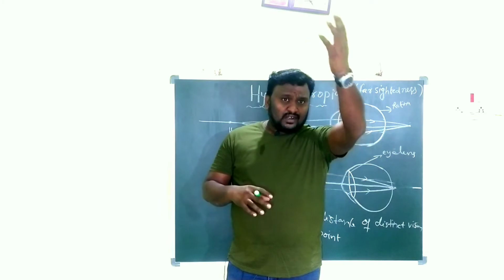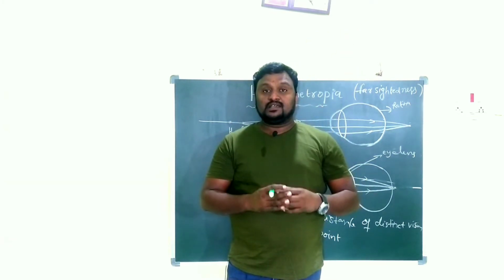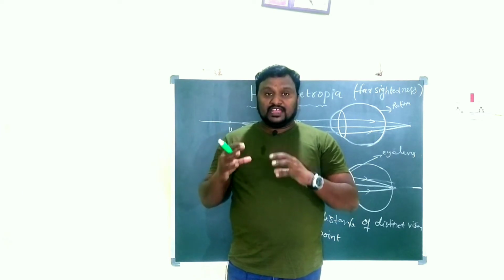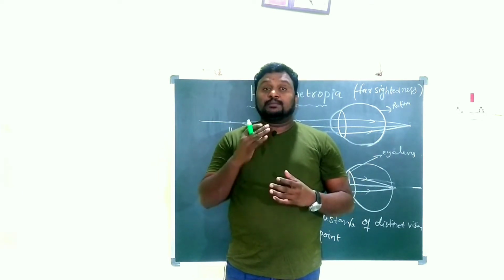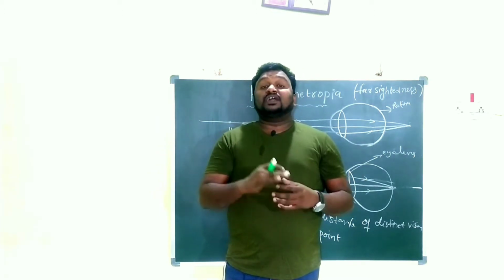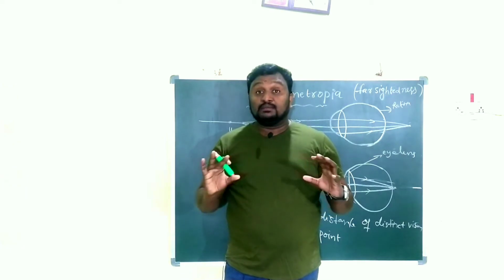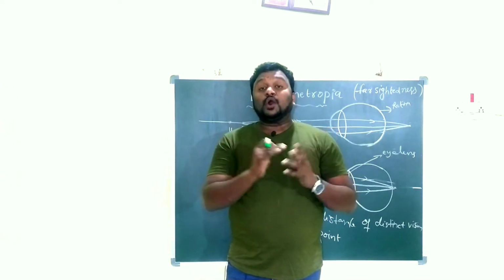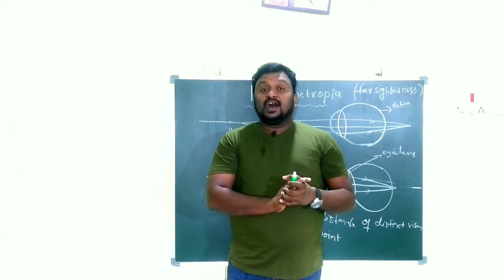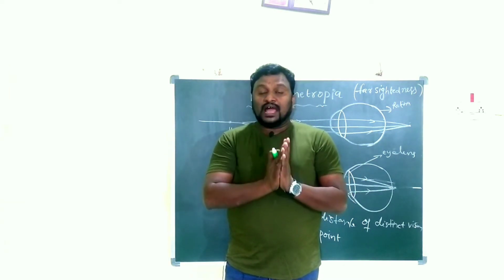Far means what? Long distances. Sighted means what? Able to see. Clear? Hypermetropia is one of the eye defects. The people who are suffering from it can view the long or far objects, but they are unable to see the nearer objects. That is hypermetropia. So in this case, what will happen?